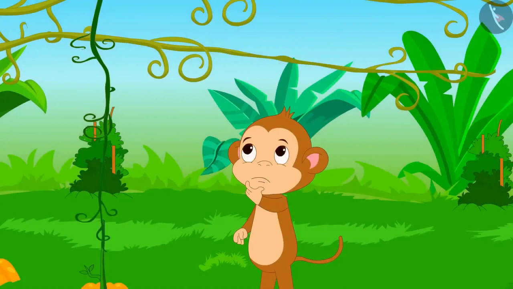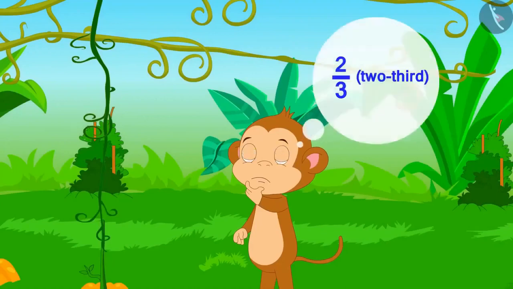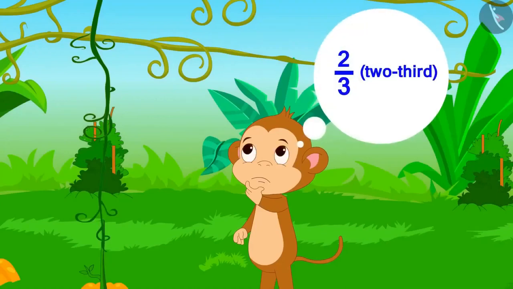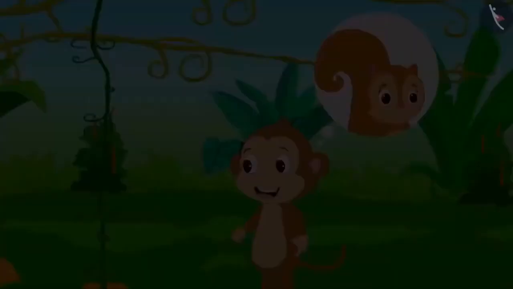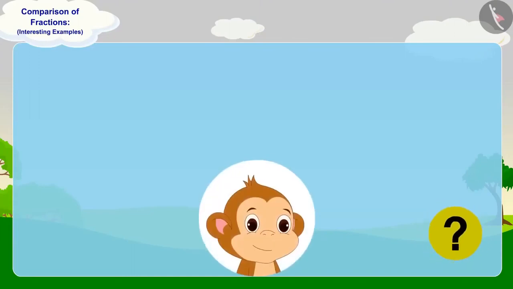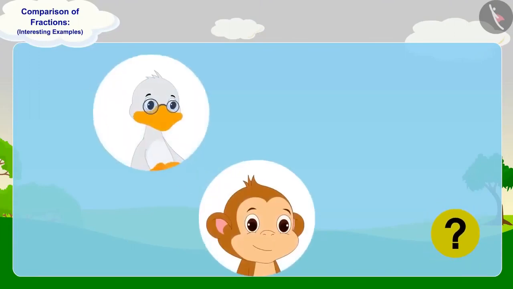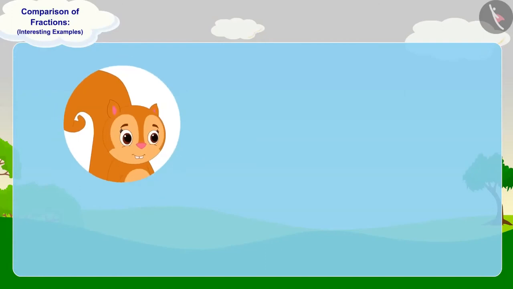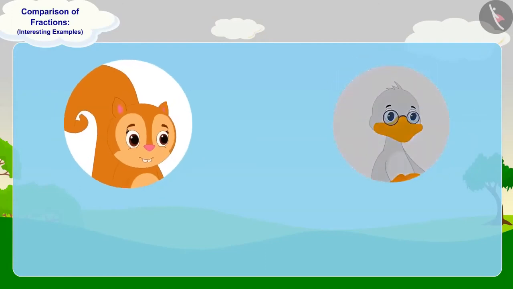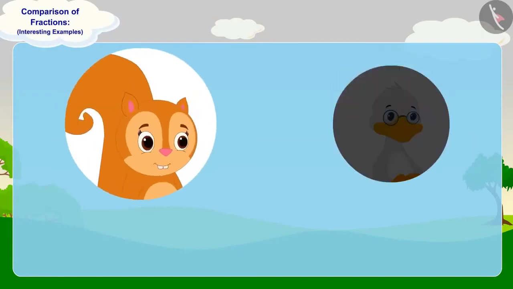Now Babban is thinking that he will give 2/3 part of 12 pumpkins to Chanda, as she is his best friend. Can you tell if Babban will give more pumpkins to Uncle or Chanda? You can find the answer by stopping the video. Well done, children! You have found the perfect answer.